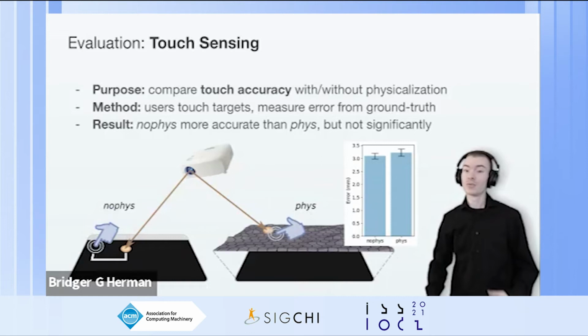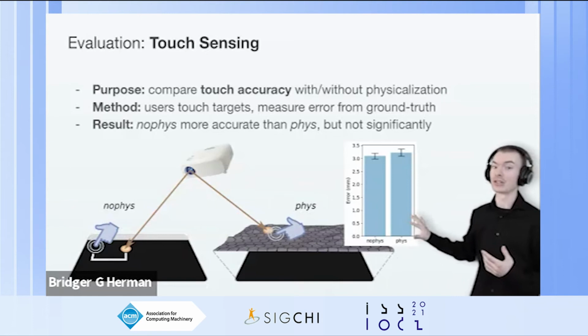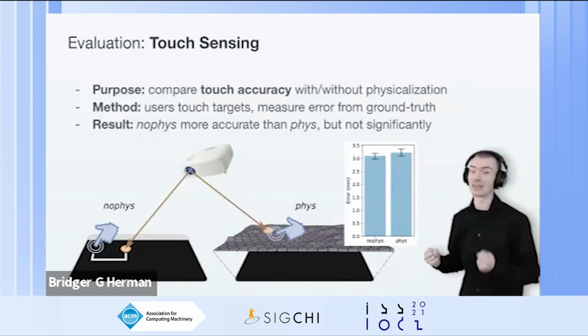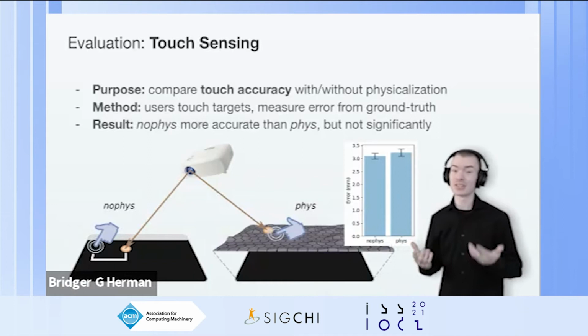We found that the Euclidean distance from the ground truth points for both of these conditions was just over 3 millimeters, and a Wilcoxon signed rank test was unable to find a significant difference between the two conditions. So the difference in error in these conditions is really subtle enough that we need a much larger sample size here to detect a significant difference.